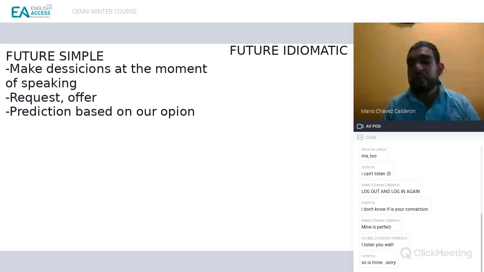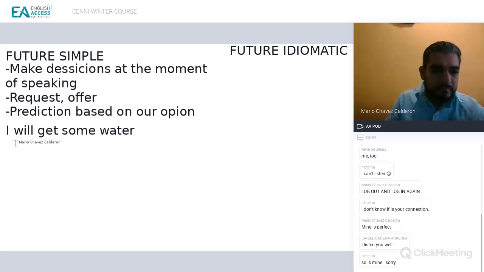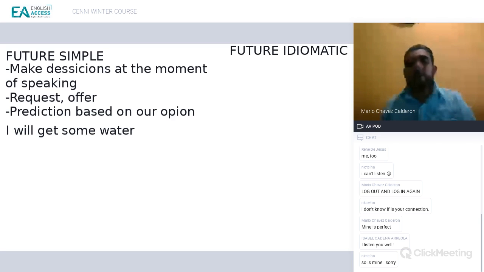The future simple is when we use the auxiliary will. For example, I say, I will get some water. Probably you're thirsty right now, and you say, oh, I'll get some water. So it means that right now, at this moment, I decided I'll stand up and go get some water. It's a decision that I made at the moment.